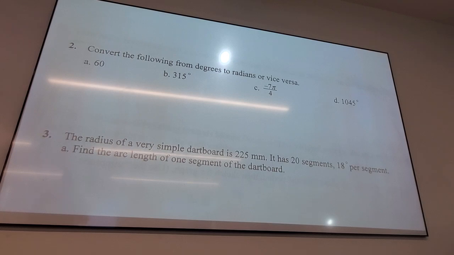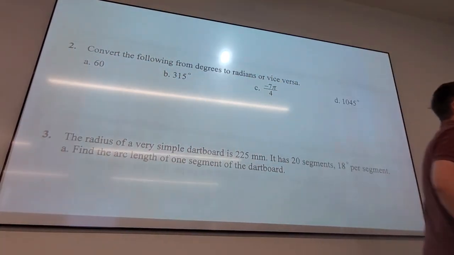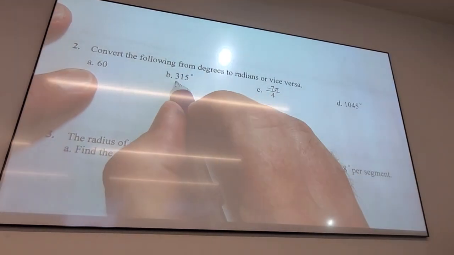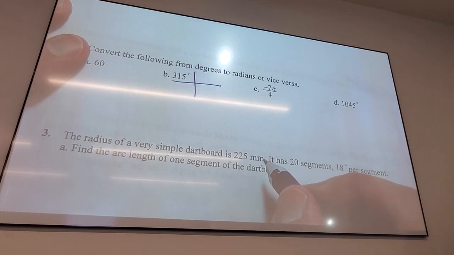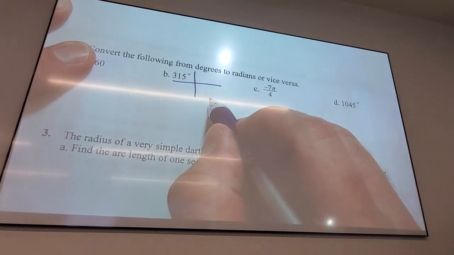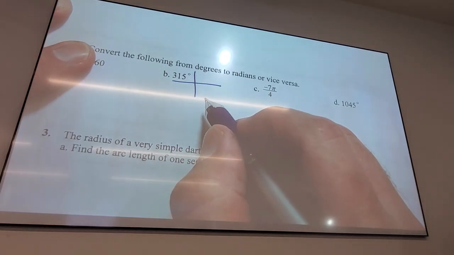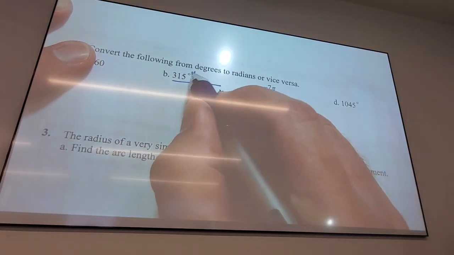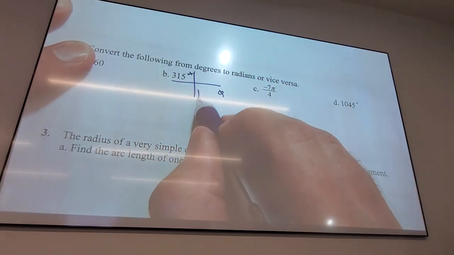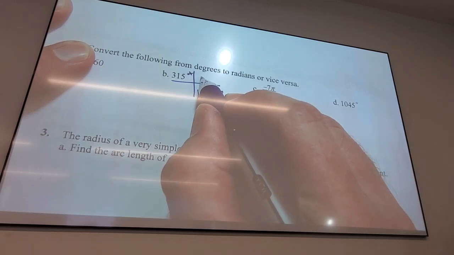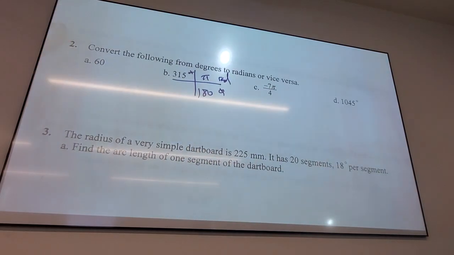So real quick, is everybody cool with 2b? How would you set up 2b? What are you going to put on the bottom? 180. You can use 360. Yeah, why are you going to put 180 on the bottom? Because it's already degrees and I want that unit to die. I don't want it to be degrees anymore, right? And on top I'm going to put pi as rads because that's where I want to end up.